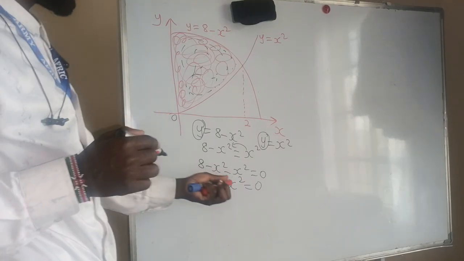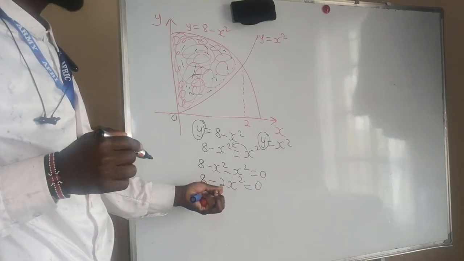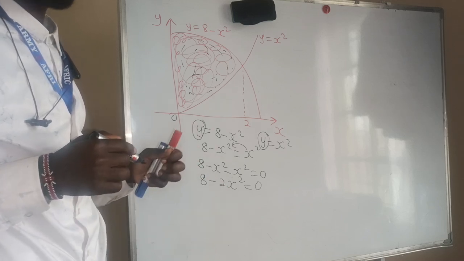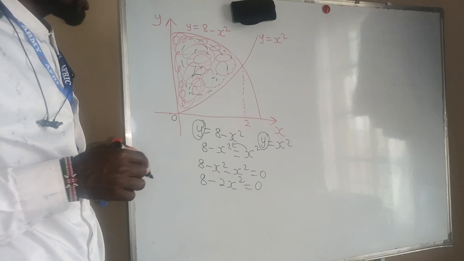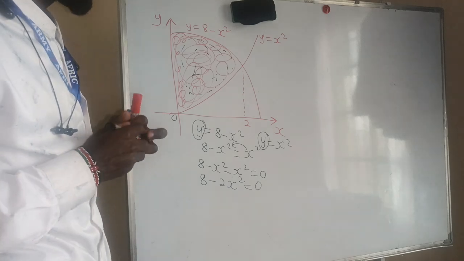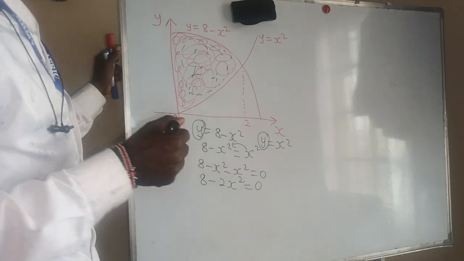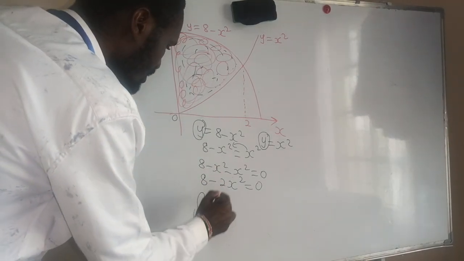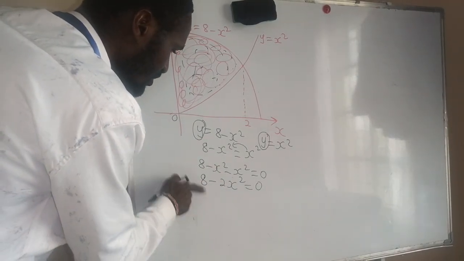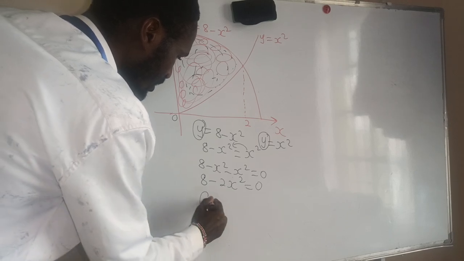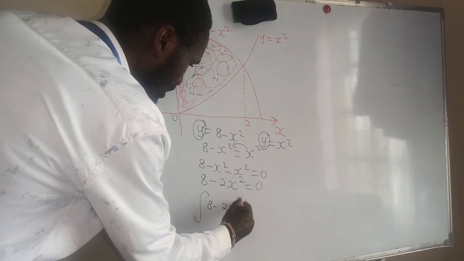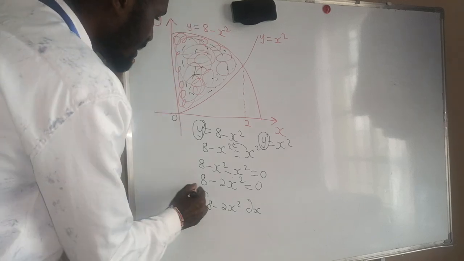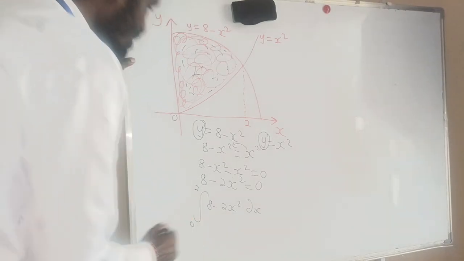So this is a quadratic expression that represents the area within the enclosed region. And I'm supposed now to use this to get the area within that enclosed region. And of course, I can use what we call the integration method. So I'll just say integrate 8 minus 2x squared with respect to x. And of course, the limits are 0 and 2. So I'll have 2 here, then 0 here.